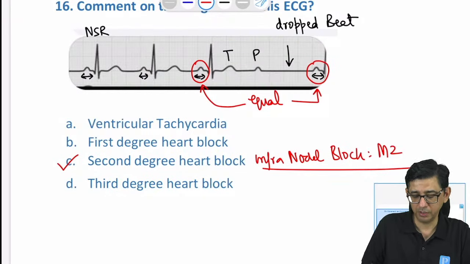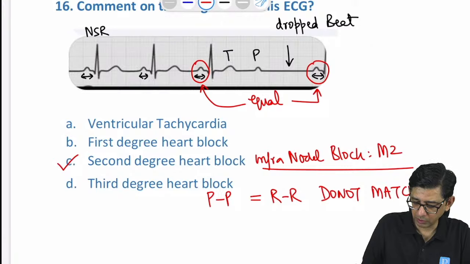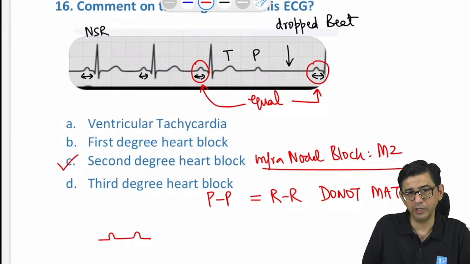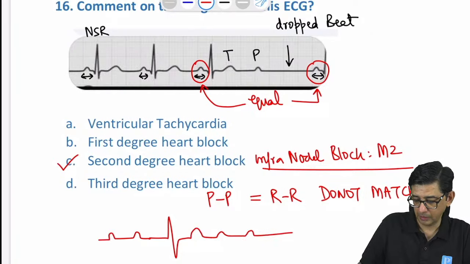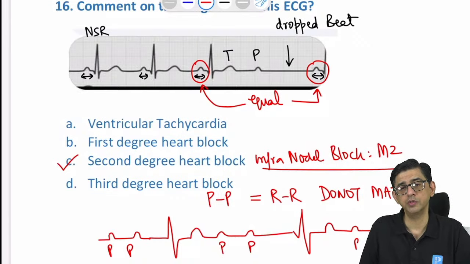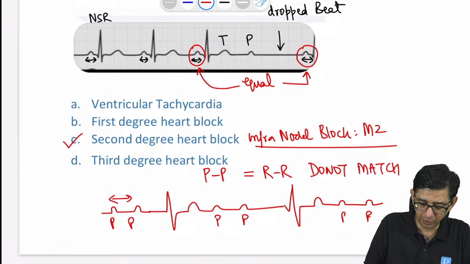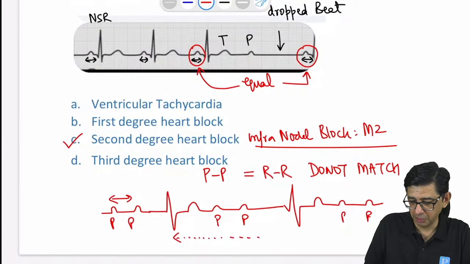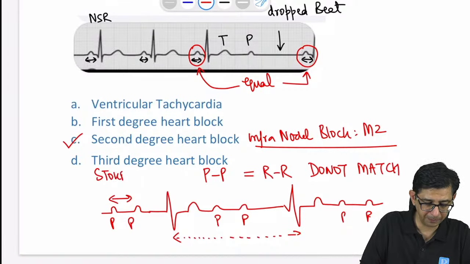How does third degree heart block present? The number of P's will not match the number of R's, and the PP interval and RR interval will not match. So I'm just going to do a quick sketch of the third degree heart block. It's a P followed by a P. Normally that doesn't happen. Then you might get a QRS complex, a T again followed by a P. If you scan through this ECG, you'll notice that the number of P's is much, much more than the number of R waves. There are almost six P's present and only two R waves. Normally the number of P's and R's will always match. And even the PP interval and the RR interval have a huge disparity. So you can see the gross difference, which is also called Stokes-Adams syndrome.